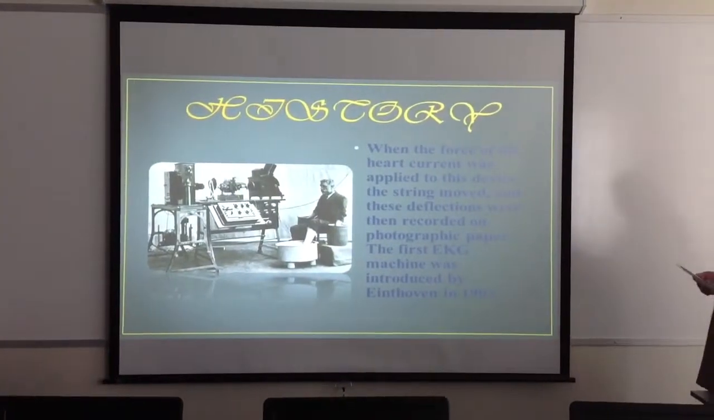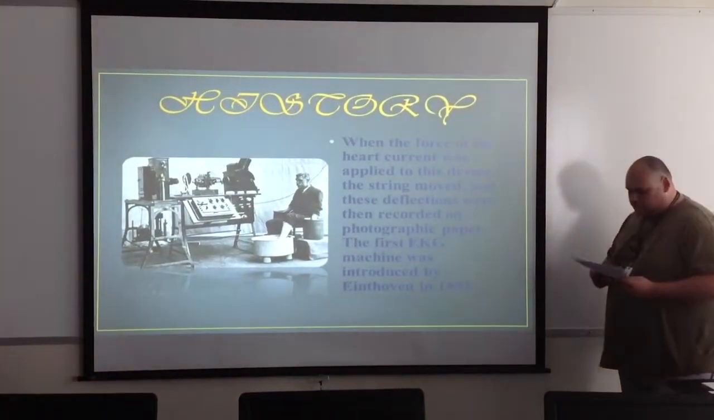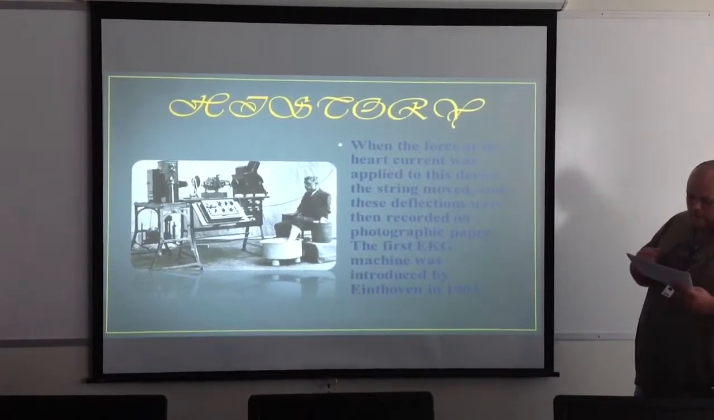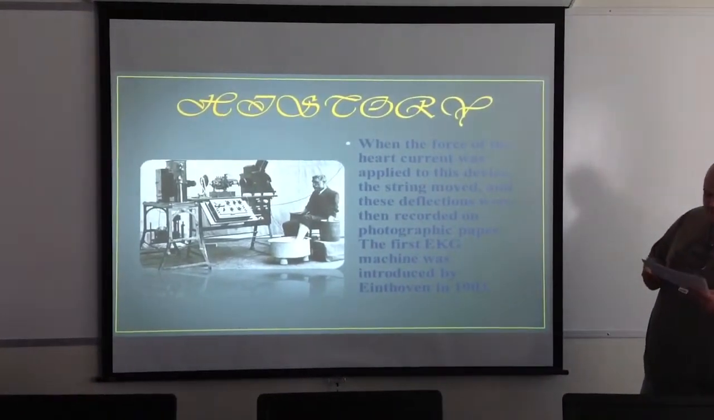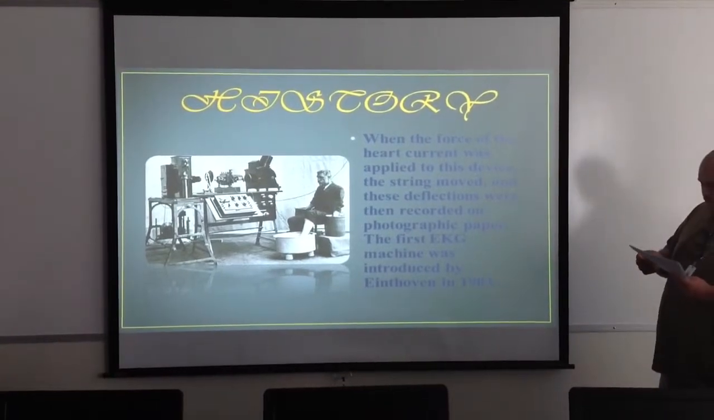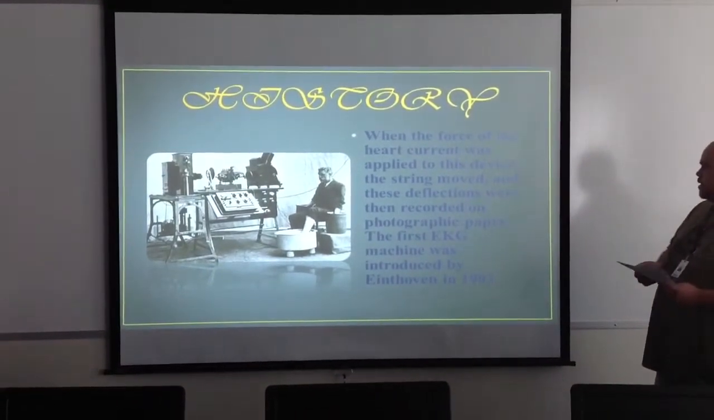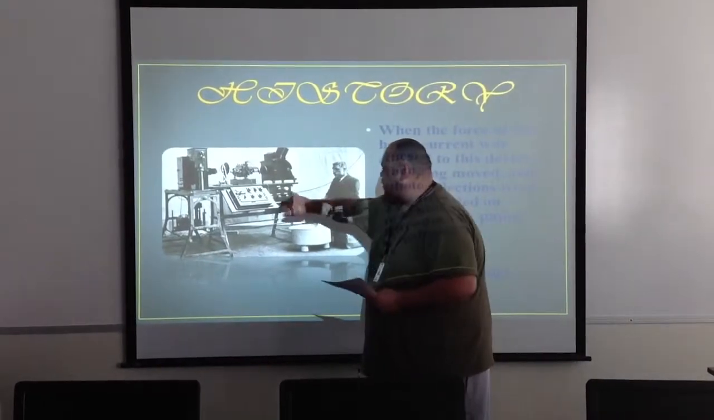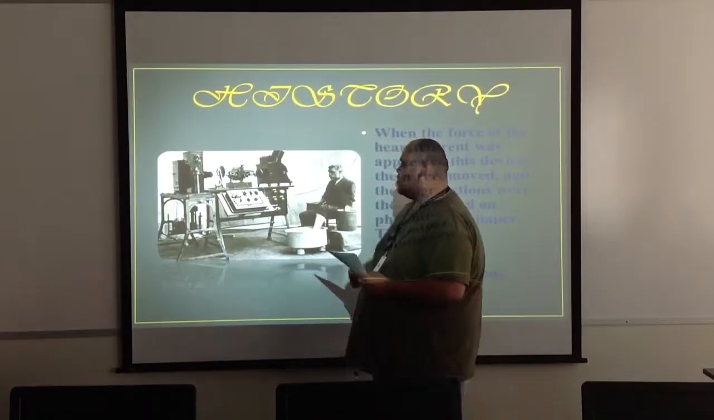When the force of the heart was applied to the device, the string moved, and these deflections were then recorded on photographic paper. The first EKG machine was introduced by Einthoven in 1903. What you see here is the machine, and then basically the string that's sending the information to the actual machine.